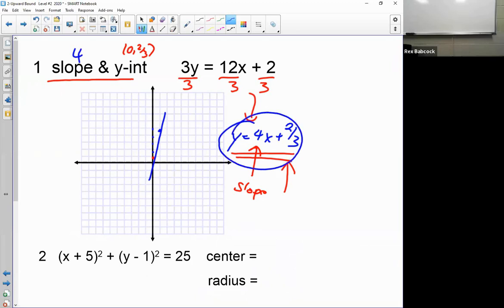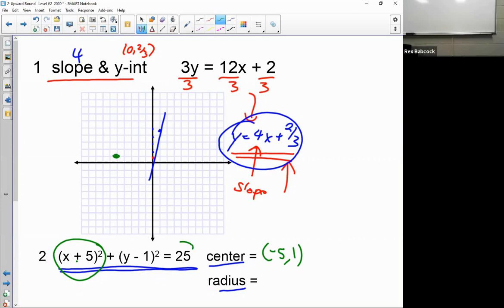Number 2 is also asking questions about a graph, but it's different. If it's asking for the center and radius, it must be a circle. And this one's in graphic form. If you remember the completed square, the quantity squared, you always take the opposite. So the center is not 5, but -5. Not -1, but +1. So at -5, 1 would be the center of that circle.